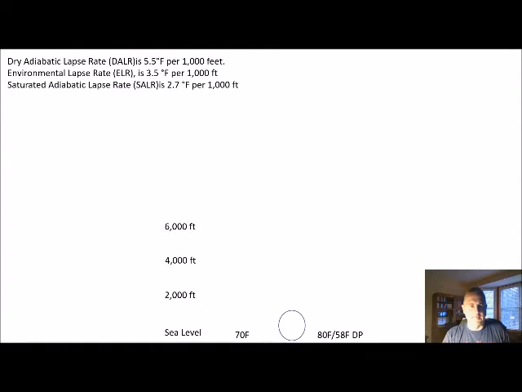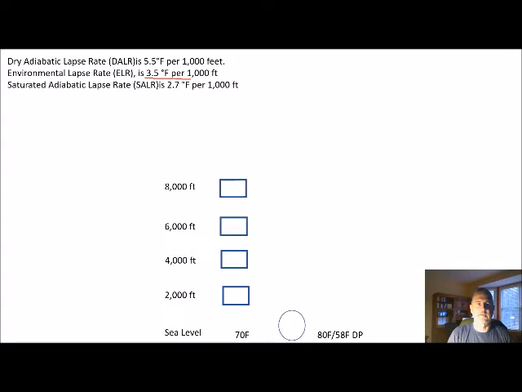So fill in the blanks first. We have 2,000, 4,000, 6,000, 8,000 feet in elevation, and the first thing we would do is calculate the environmental lapse rate. So we go up here again, it's 3.5 degrees Fahrenheit per 1,000 feet. So for every 2,000 feet, that would be 7 degrees Fahrenheit. For every 2,000 feet we go up, the temperature is going to go down 7 degrees. So at 2,000 feet, what would that be?